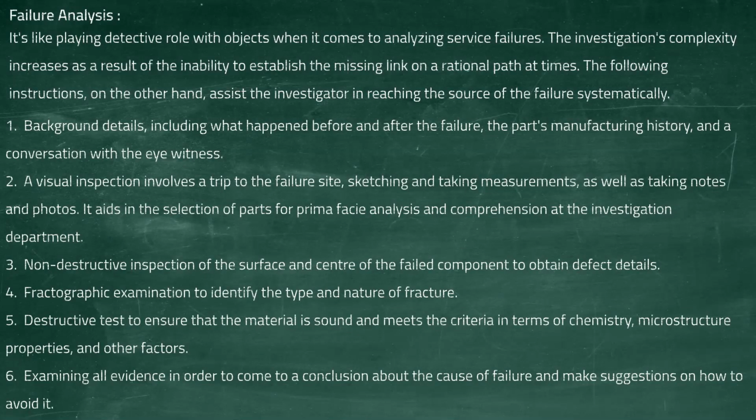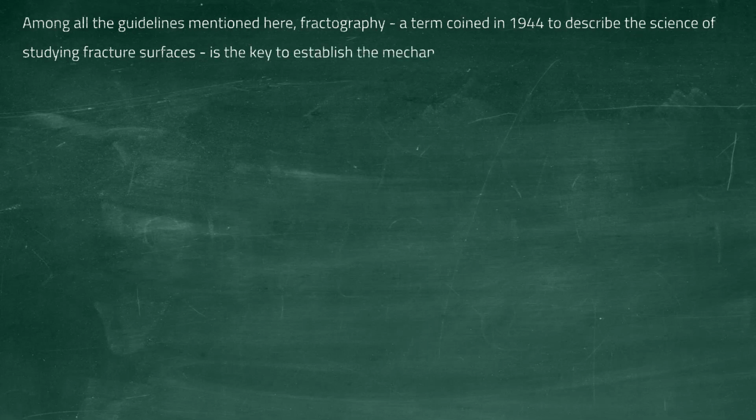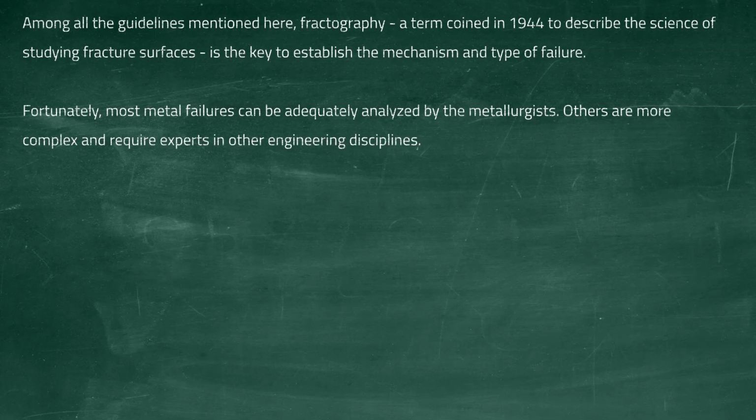to avoid it. Among all the guidelines mentioned here, fractography, a term coined in 1944 to describe the science of studying fracture surfaces, is the key to establish the mechanism and type of failure. Fortunately, most metal failures can be adequately analyzed by the metallurgists. Others are more complex and require experts in other engineering disciplines.